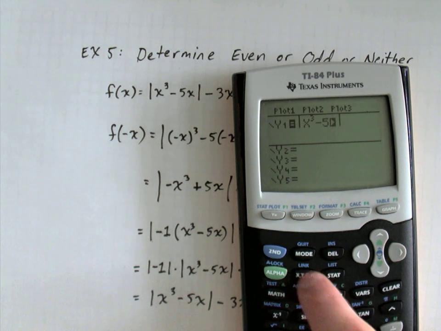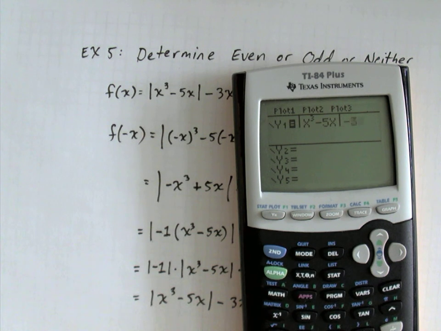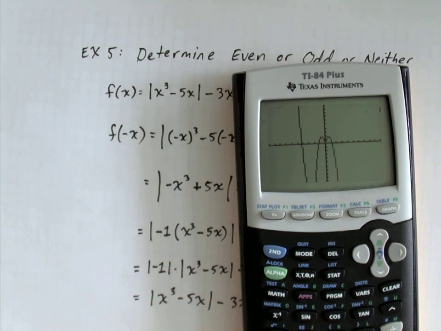Minus 5x minus 3x squared. And we'll look at a graph. And there we see that nice even symmetry that we expected to see with our even function.